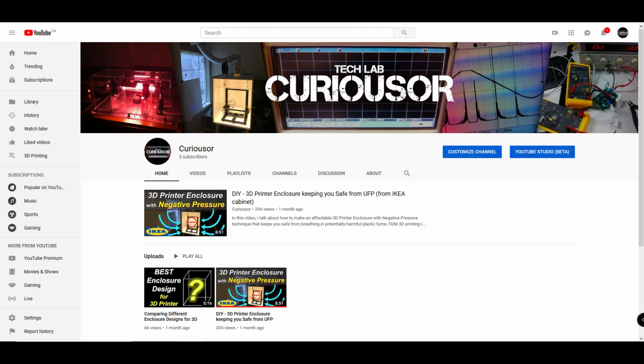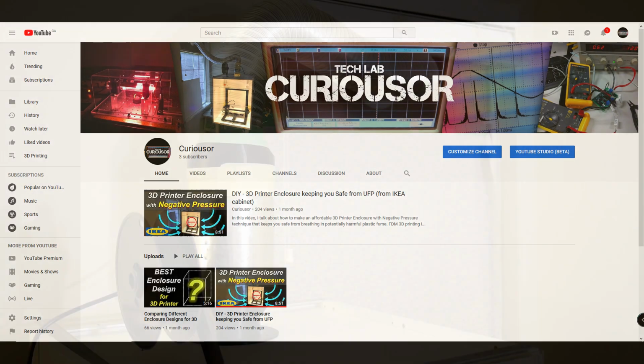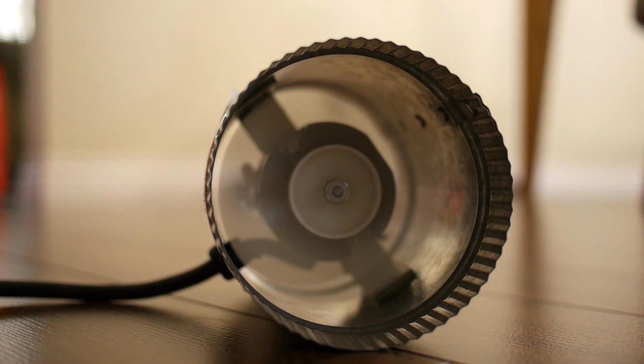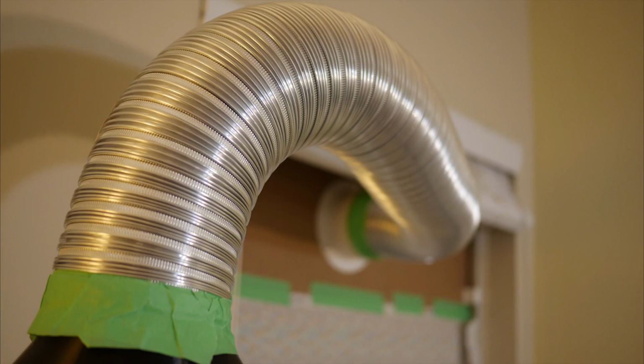In the previous video, I showed you how to make a 3D printed enclosure with a ventilation system. One of the important elements of such an enclosure is a fan that helps to circulate the air to keep your room free of plastic particles. The effectiveness of the ventilation really depends on two things: performance of the fan and how the duct is laid out. In this video, I'll talk about how the fan performs under different conditions.